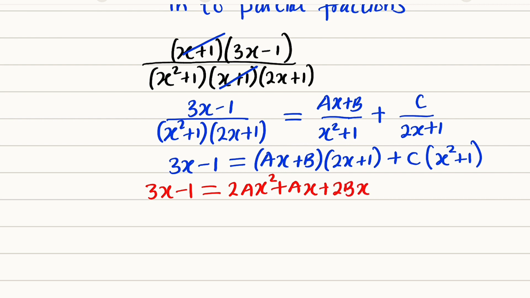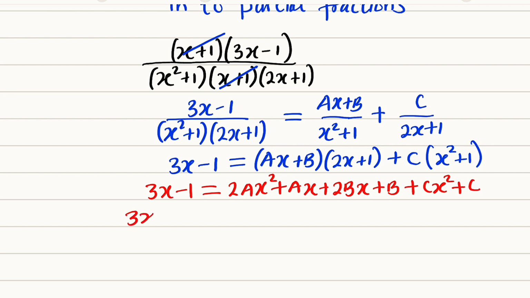2bx. Take b again, multiply by 1, you have just b. Then the last one, c multiplied by x squared will be cx squared. Then c multiplied by 1 is just c. All right, we are moving.